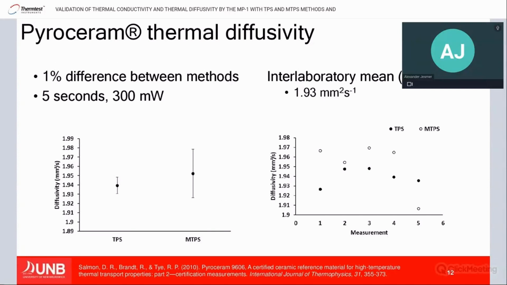Just something to keep in mind, these methods with the Thermtest software are already given with the ITPS for 5 seconds, 300 milliwatts. But when we did these measurements, we actually used longer test times as well. And you start getting diffusivity and conductivity measurements that are not in line with the interlaboratory mean if you start getting to times where the heat wave actually ends up interacting with the boundary of your material.